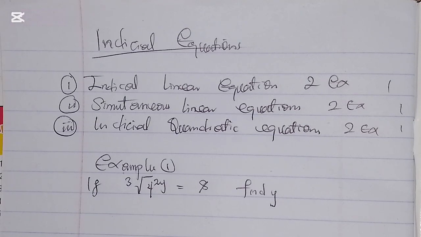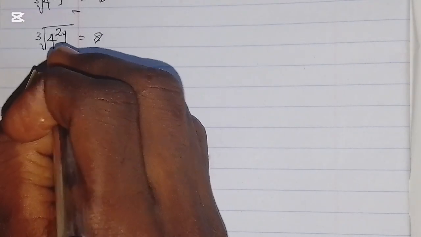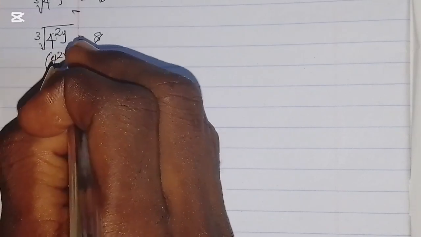And these are our first example. If the cube root of 4 to the power of 2y equals 8, find y. Write out the question. Okay, now if you look at it very well, you see that we can change this cube root to everything here to the power of 1 over 3, which is we have 4 raised to the power 2y, everything in brackets to the power of 1 over 3 equals 8.